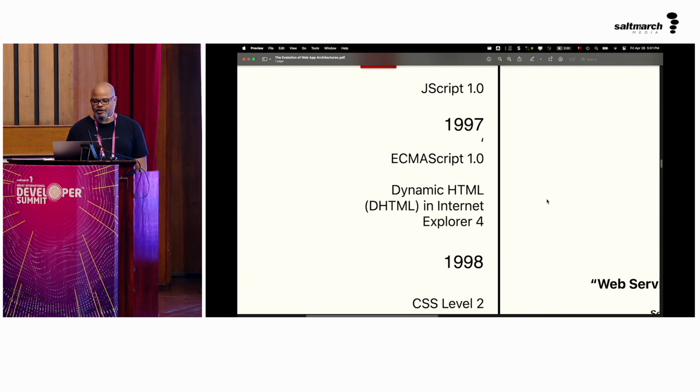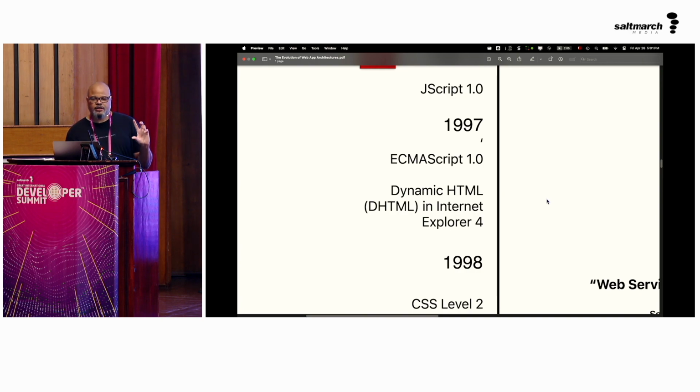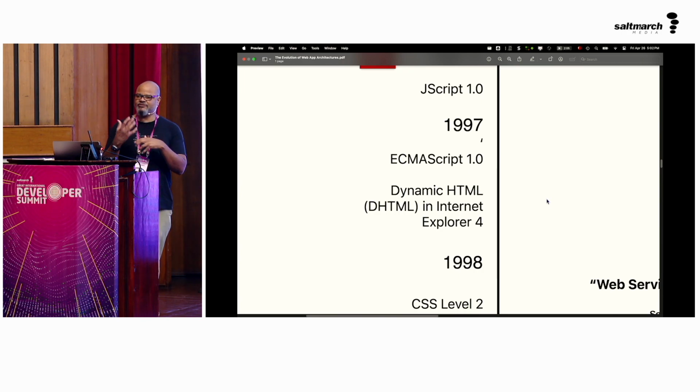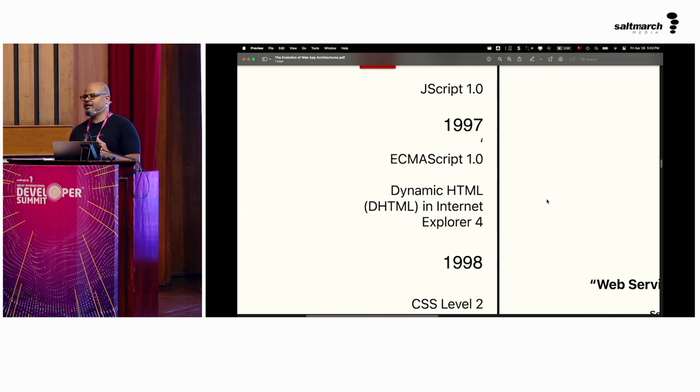And Internet Explorer introduced something called dynamic HTML, which basically was a whole lot of proprietary HTML features to make things very dynamic, but it was only in Internet Explorer. Okay, and so basically this is when we started seeing a lot of features being brought to Internet Explorer that weren't available in other browsers. Okay.